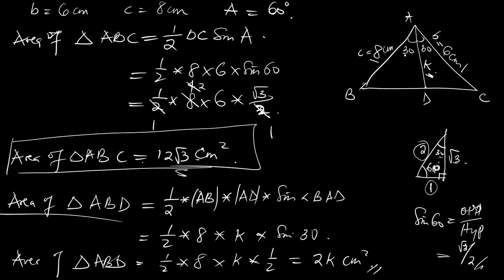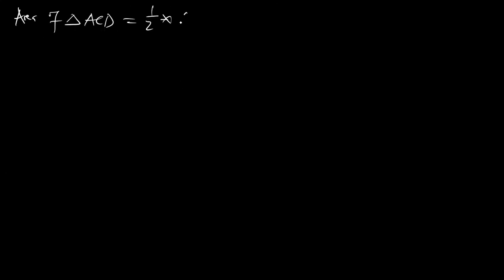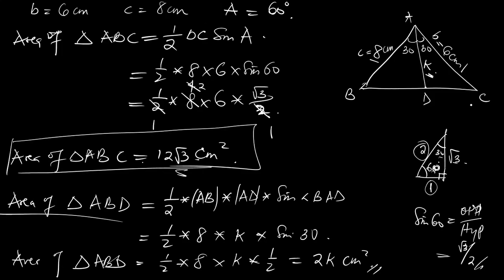Now let's look at the area of triangle ACD. The area of triangle ACD will now be half times the product of these two sides. So we have AC times AD times the sine of the included angle. And the included angle is CAD.